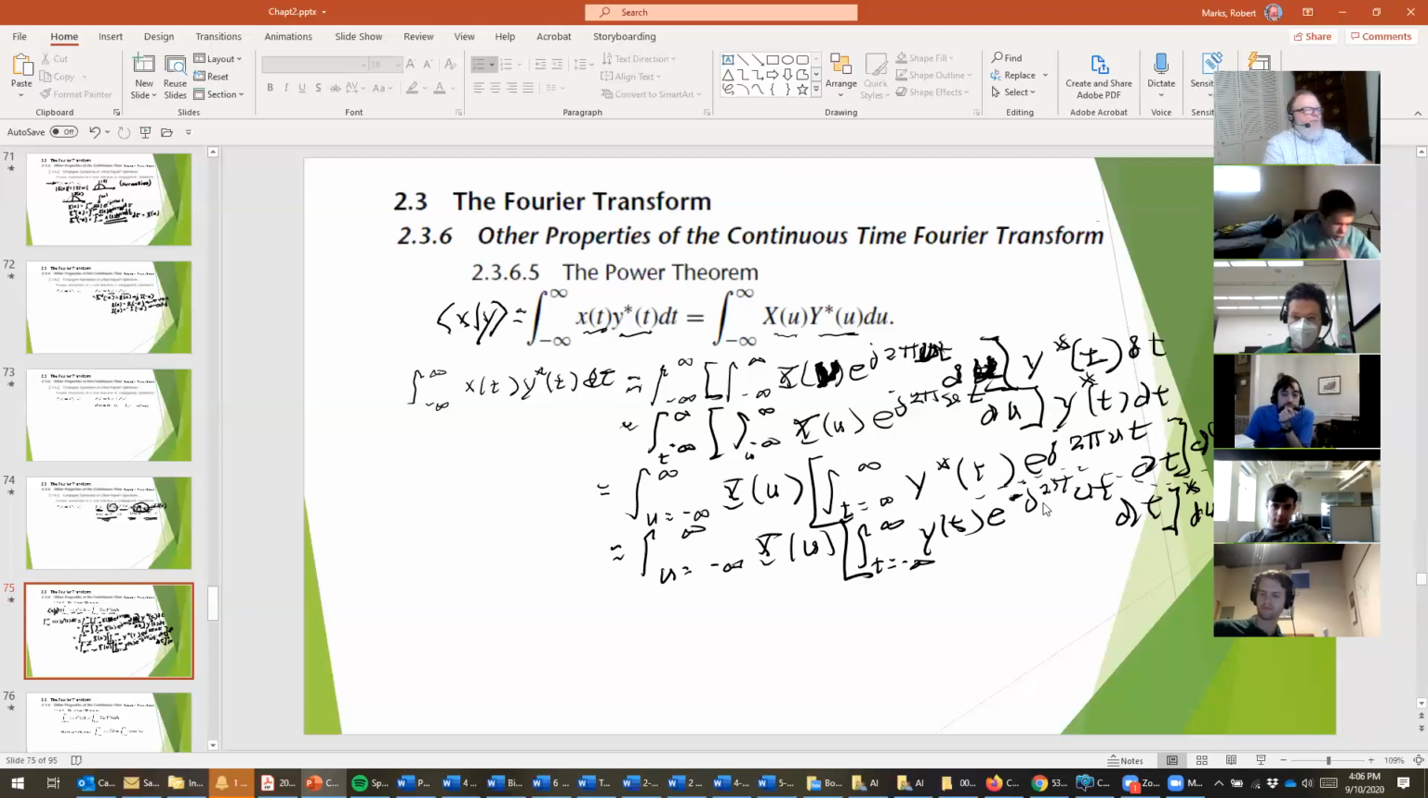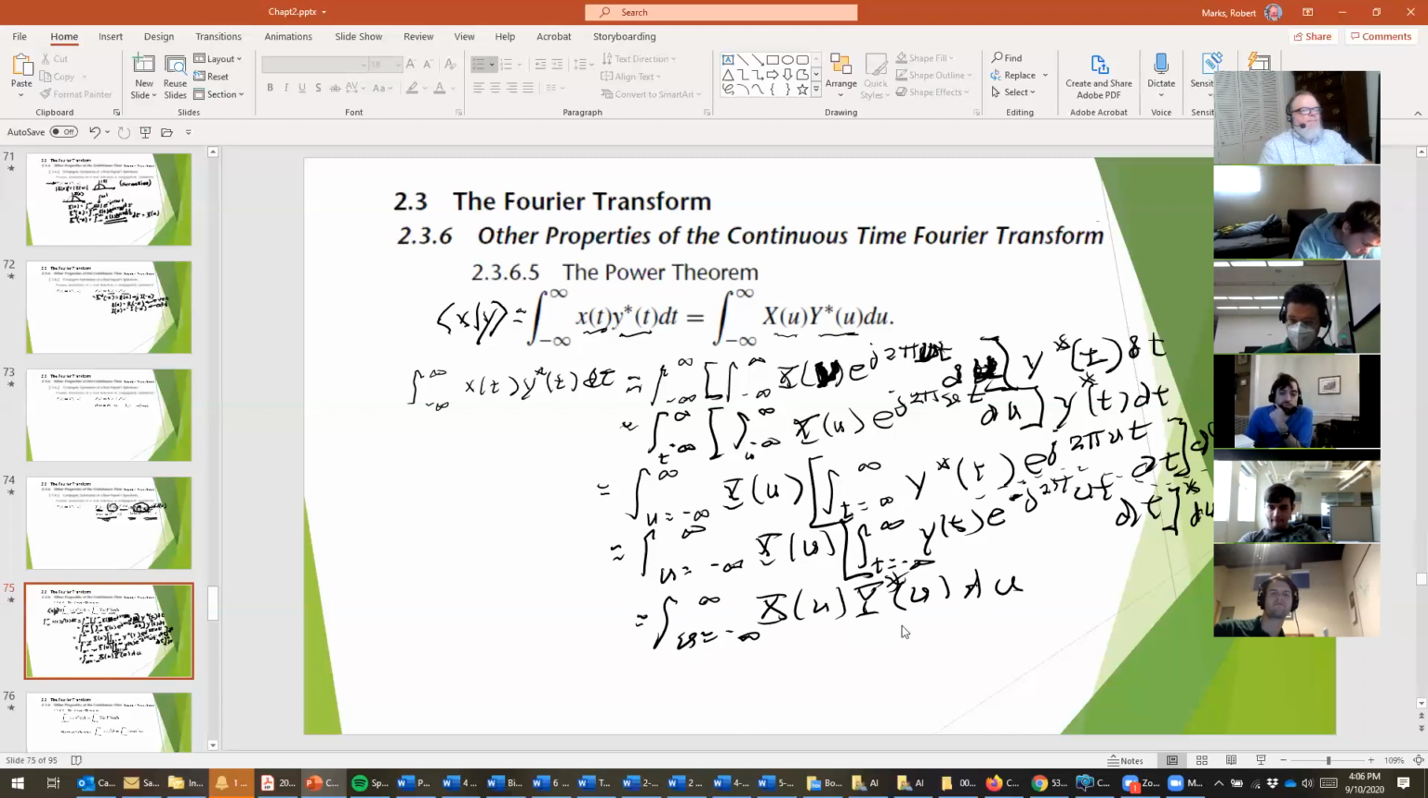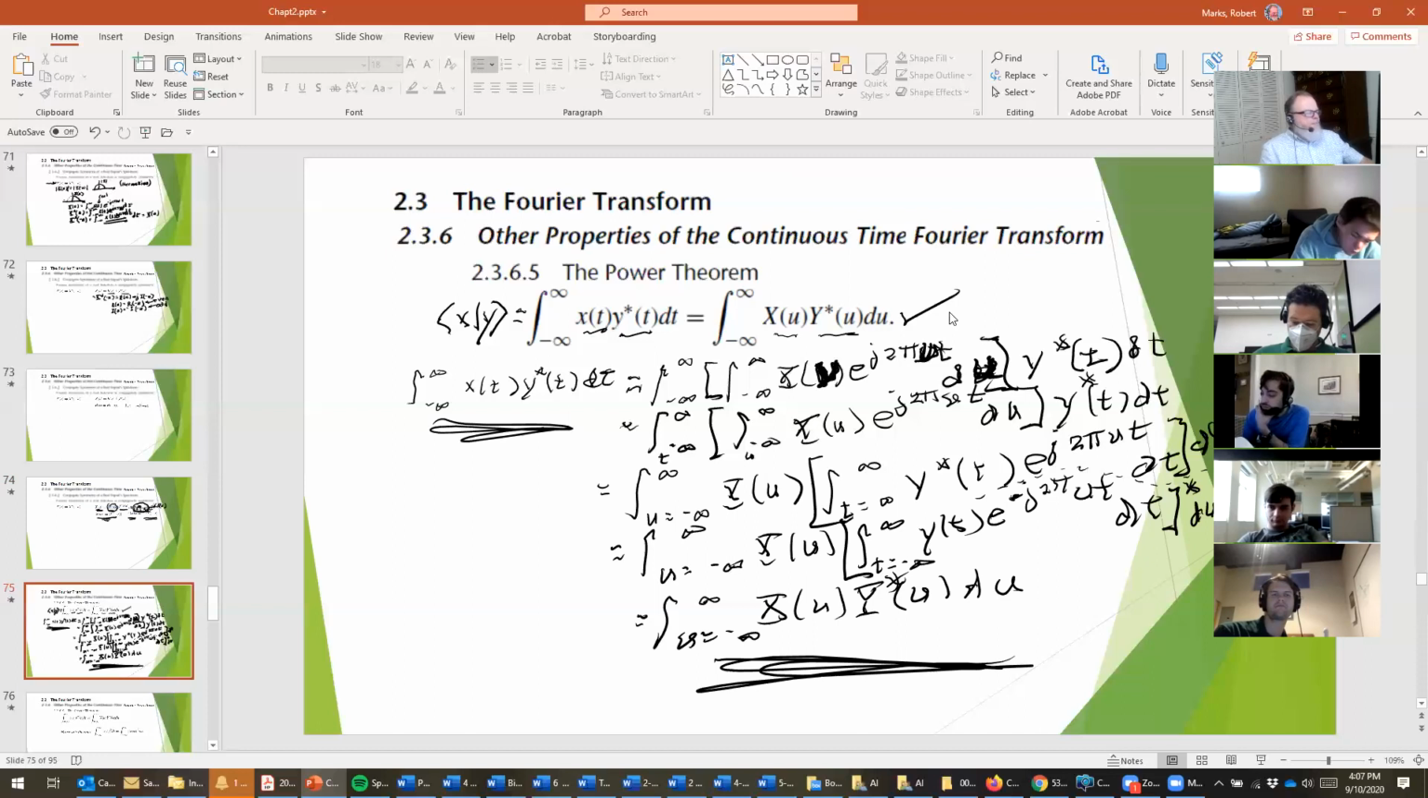And look what we have. What we have in the bracket is the Fourier transform of y, except that the bracket is conjugated, isn't it? Because of the bracket, it's conjugated. So therefore, we see that the bottom relationship here is equal to the top relationship. And that was what was promised in the Power Theorem.